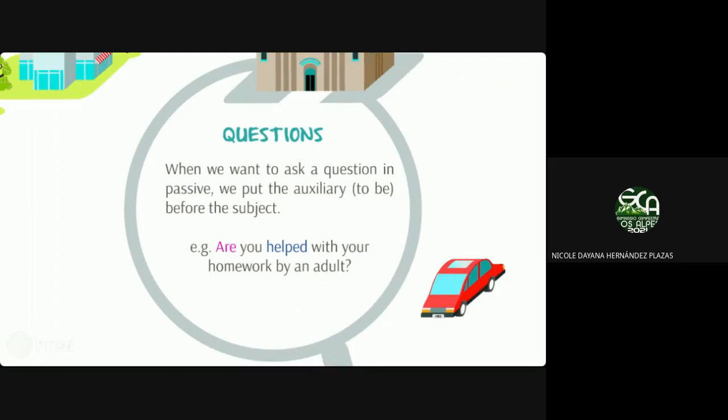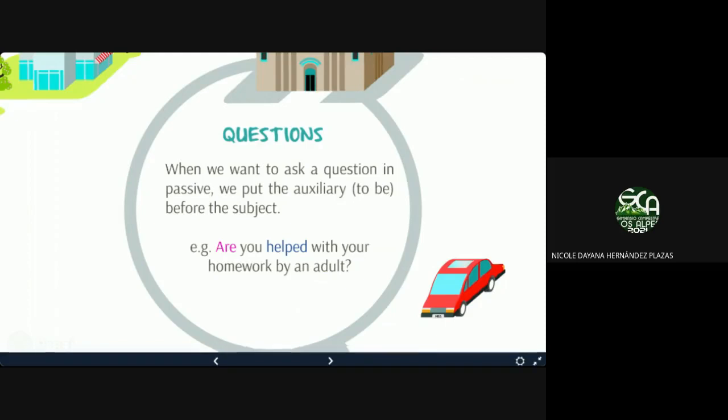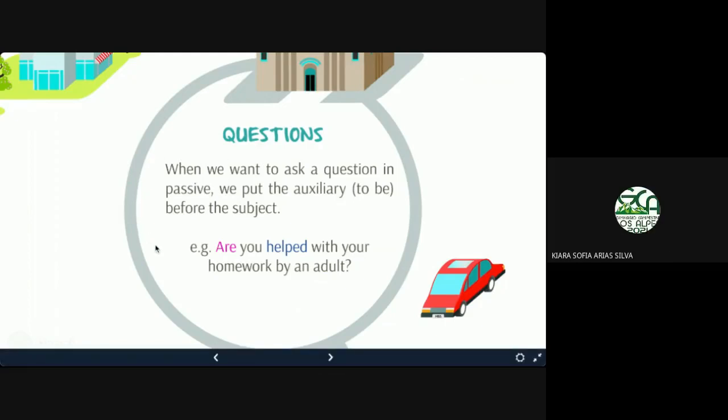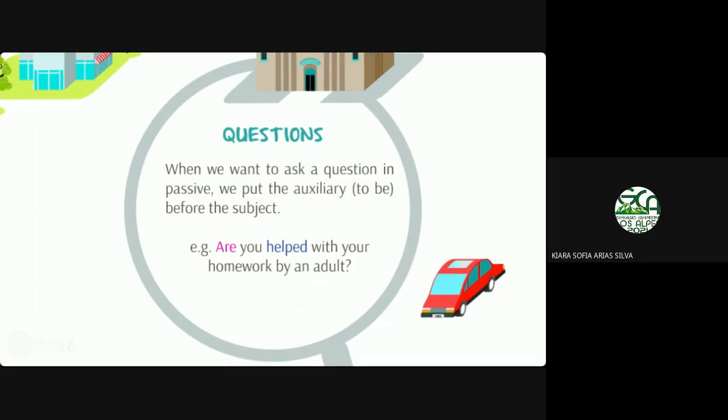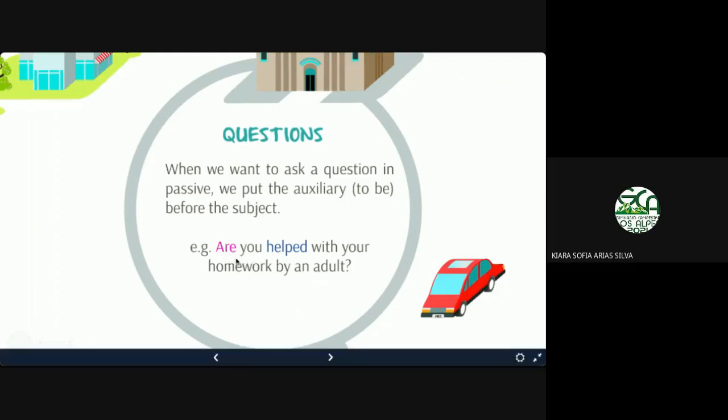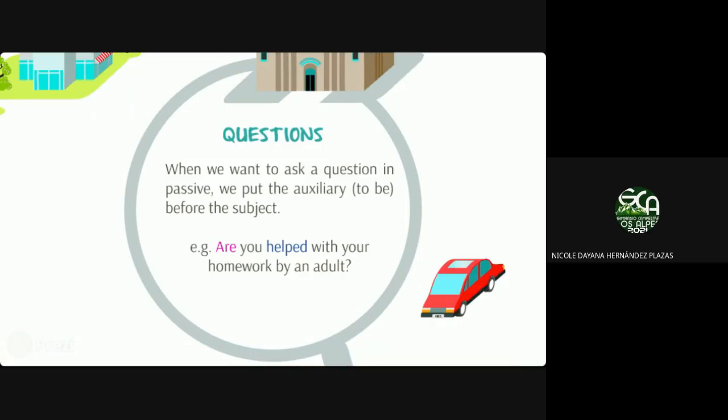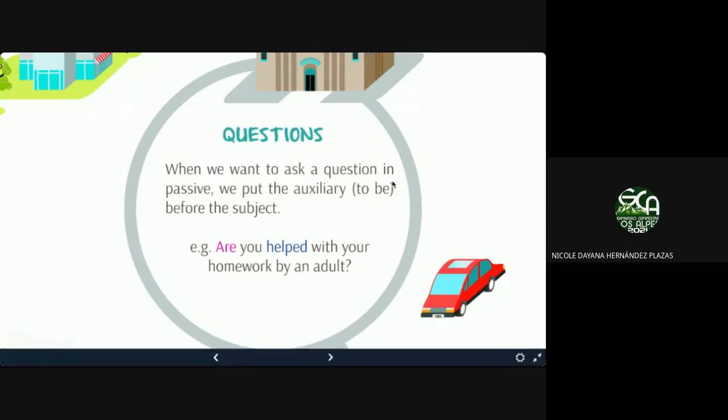So, Kiara, can you please help me reading this slide, princess? Okay, questions. When we want to ask a question in passive, we put the auxiliary to be before the subject. ¿Sigo? Okay. Are you helped with your homework by an adult? Thank you, princess. So look at this, babies. When you want to make questions, the only thing you have to do is to put the auxiliary verb, like verb to be in this case, before the subject.